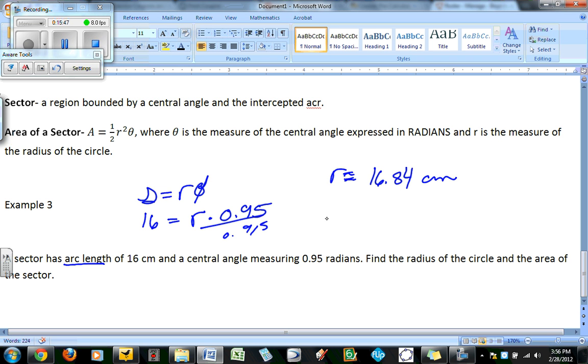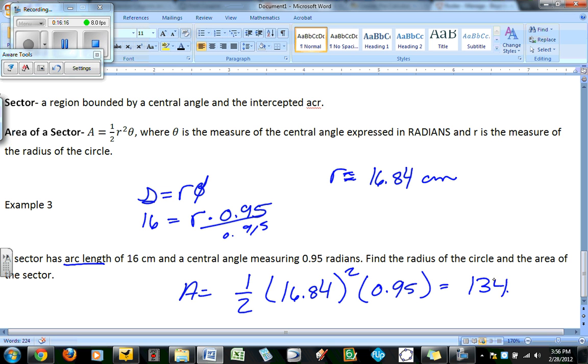Now that's a radius. So now that we know our radius, we can go ahead and find our area. So it's going to be area equals 1/2 times the radius, 16.84 squared, times the radian measure, our central angle, 0.95. And after I type that into my calculator, I get around 134.7 square centimeters. So that was an area of a sector, which is basically a piece of pie. So this inside here. So just a part of a circle.